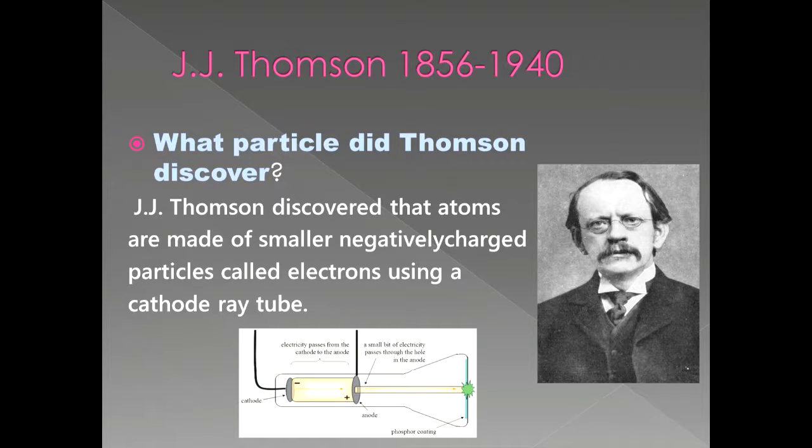J.J. Thomson, 1856 to 1940. What particle did Thomson discover? J.J. Thomson discovered that atoms are made of smaller negatively charged particles called electrons, using a cathode ray tube.